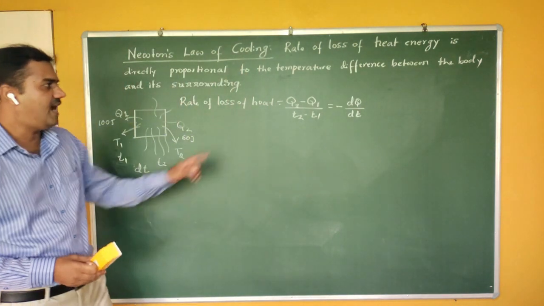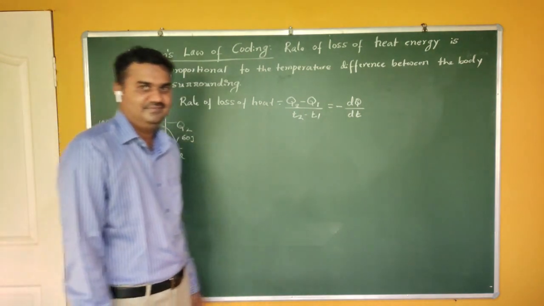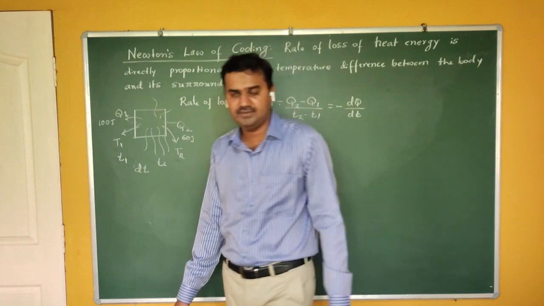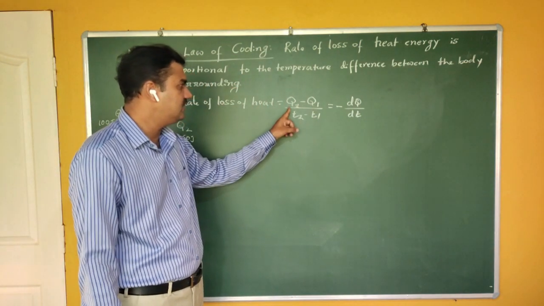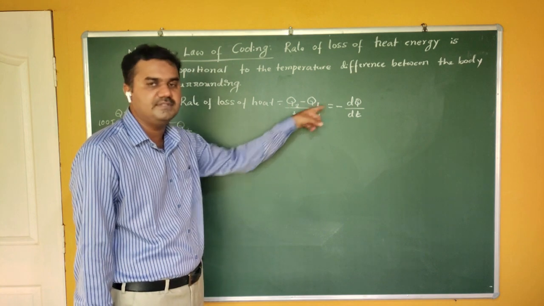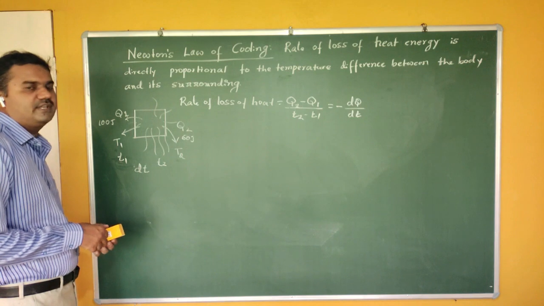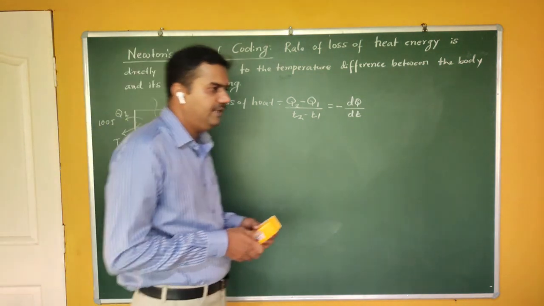So dq means the change, q2 minus q1, and dt means the change in time, with the minus sign. Why the minus sign? You can see that q2 is less than q1. q1 has more energy. After a certain time some energy is lost from the body, so its heat energy has decreased. If you take q2 minus q1, that is 60 minus 100, which is minus 40. Therefore I have to write minus dq by dt. So the rate of loss of heat is minus dq by dt. Are you getting me?